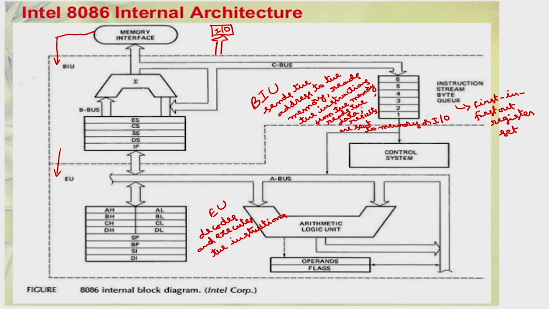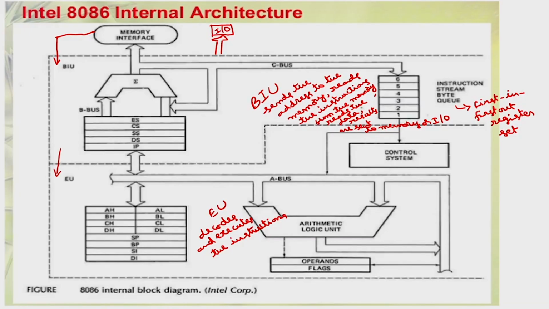While the execute unit is executing the first instruction, the bus interface will fetch the 6 instruction bytes, because execution will take time. During that time the bus interface will not be idle. It will fetch as many as 6 instruction bytes and store them in the queue. What is the advantage of prefetching the 6 instruction bytes while the first instruction is being executed by the execute unit? In this way we can overlap the fetching operation with the execute operation.